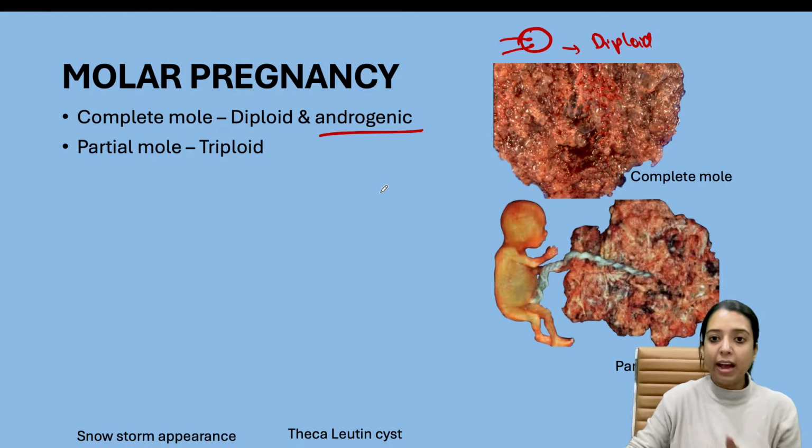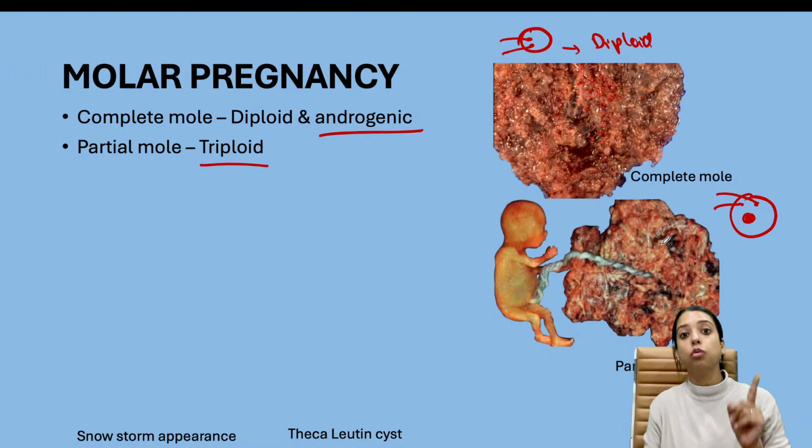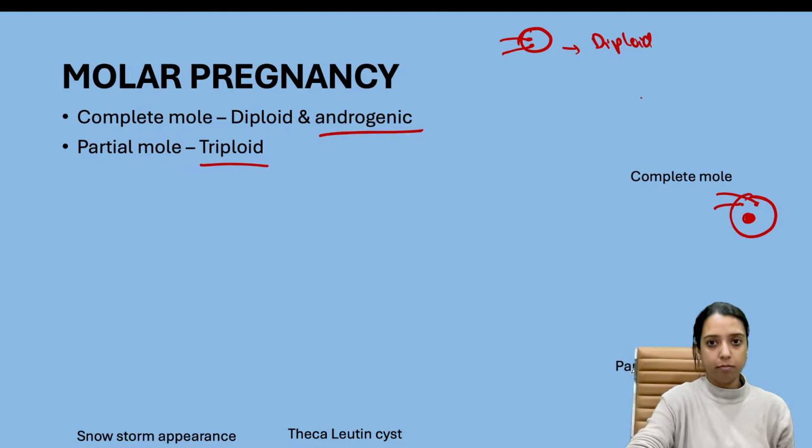Whereas partial mole has a fetus. Why? Because the ovum was not empty, but by chance fertilized by 2 sperms. Instead of 1 sperm, 2 sperms came. So now it is triploid. Does it have maternal constituents also? Yes. But it is triploid, it ends up being a partial mole. Okay? It is not normal.